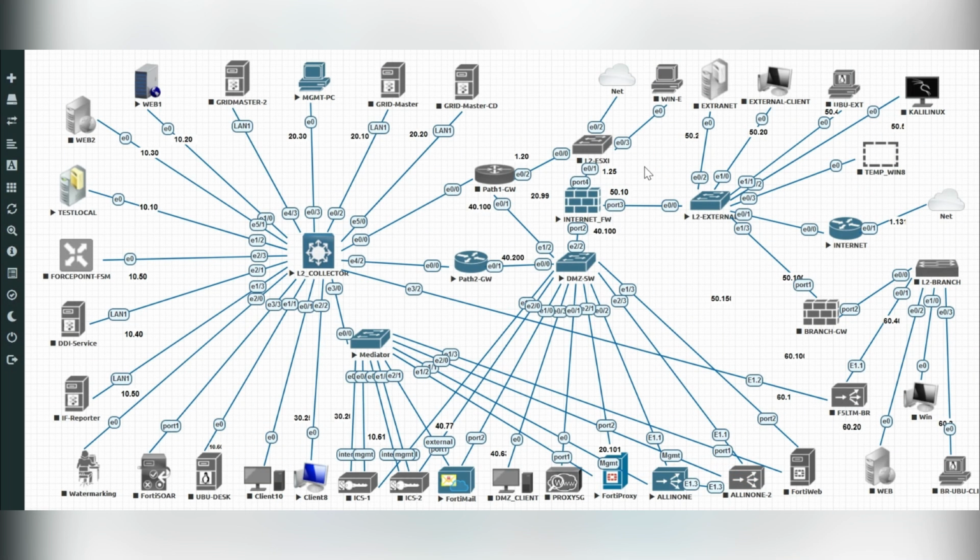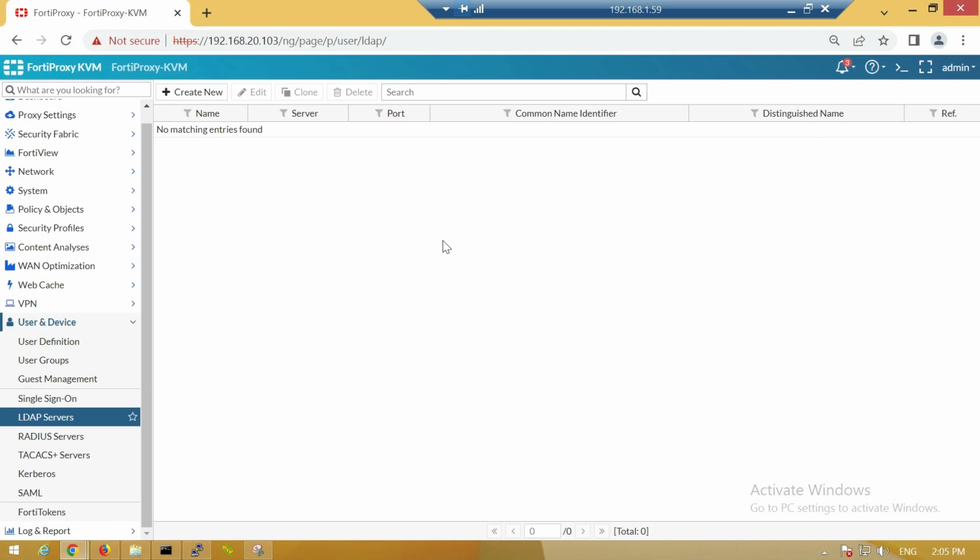Here is the demo of active authentication. We will use test.local as our authentication server using LDAP protocol. This contains the groups that we are going to use to integrate our FortiProxy with this Active Directory. The first thing that we need to do is to define this remote LDAP server.